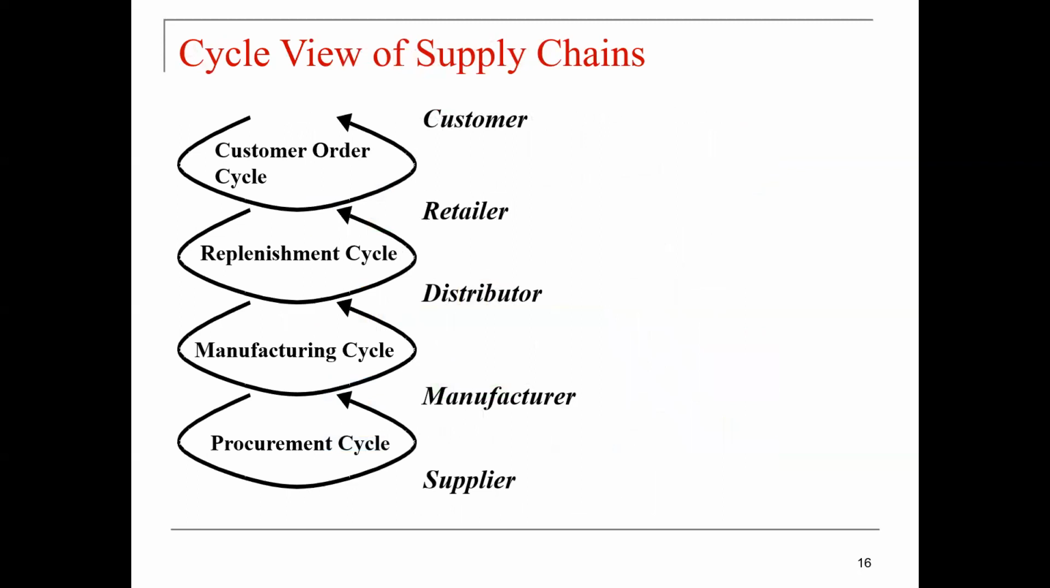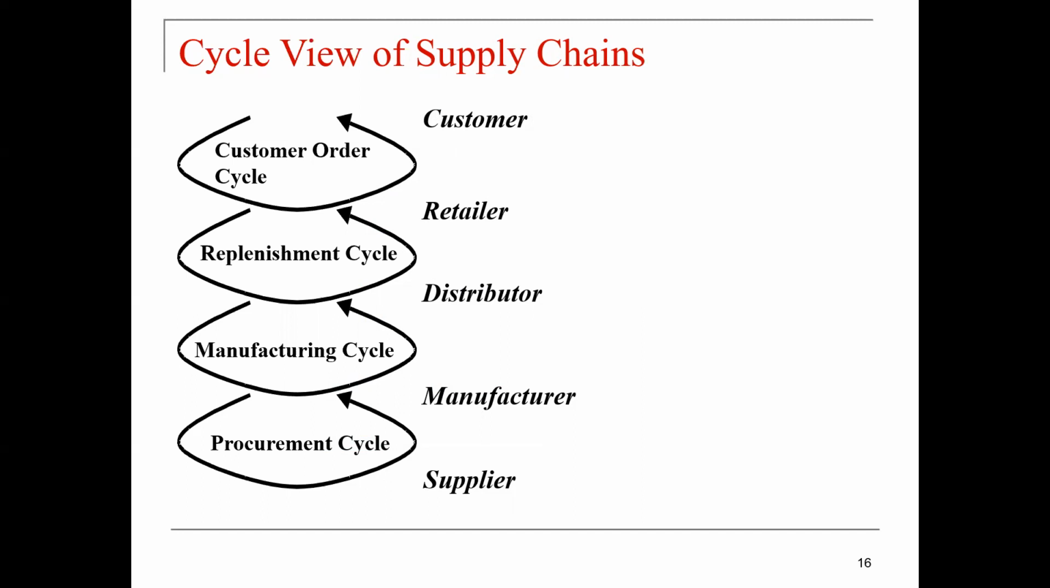Cycle view of supply chains. Supply chains involve multiple cycles, with each cycle at the interface of two successive stages in the supply chain. Each cycle involves the customer stage placing an order and receiving it after it has been supplied by the supplier stage. One difference is in the size of the order. The second difference is in the predictability of the orders. Orders in the procurement cycle are predictable once manufacturing planning has been done.